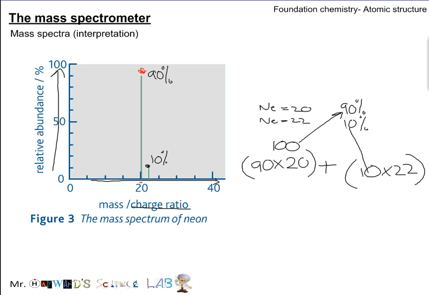We add those together and divide by 100 to get our average, which equals 20.2. So that's the relative atomic mass of neon based upon its 2 isotopes. So as you can see, the relative atomic mass is based firstly on the isotopes that we've got, so we've got neon 20 and neon 22, and the relative abundance of those isotopes. So we've got more 20 than we've got 22, so it's closer to 20 for our relative atomic mass.